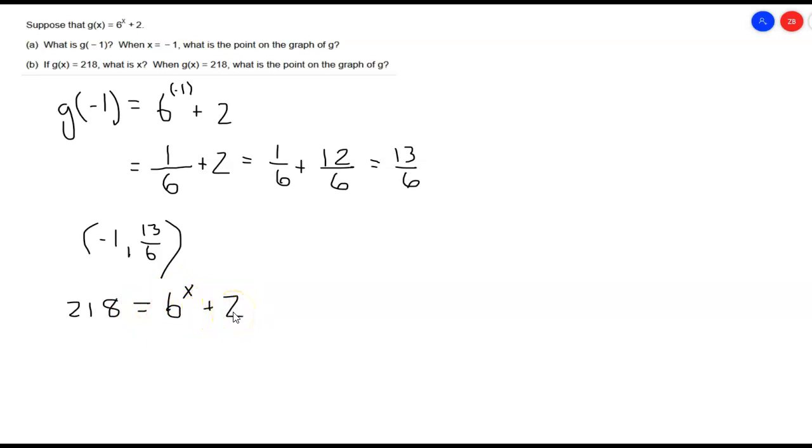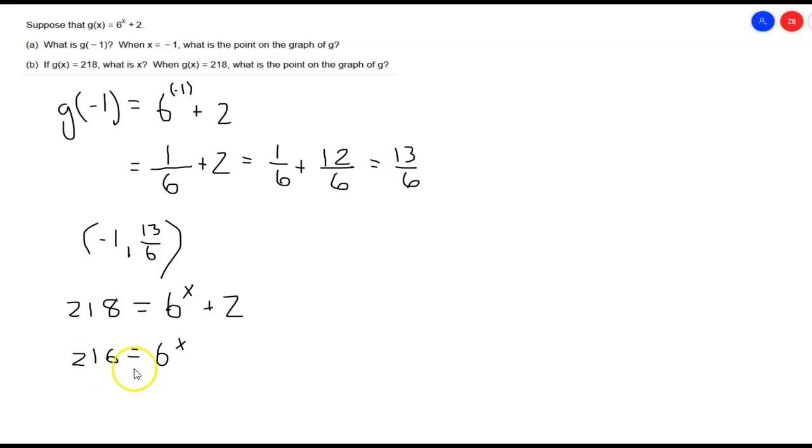Now there are a few different ways to solve these, but generally we're going to try to isolate the term that has the variable in it, which will be the 6 to the x. So we're going to subtract 2 from both sides. So that's 216 is equal to 6 to the x power. Now at this point we could take logs of both sides, but I think it's going to be a little bit easier in this case to write 216 as 6 raised to the 3rd power.